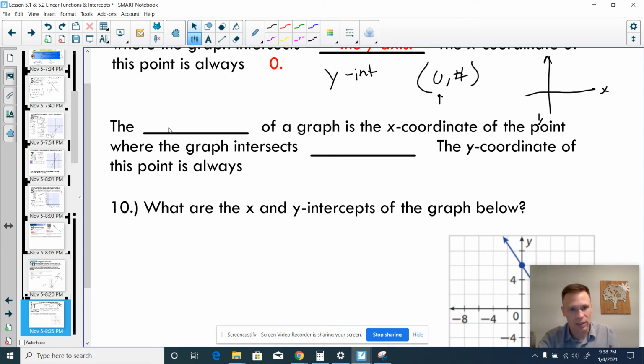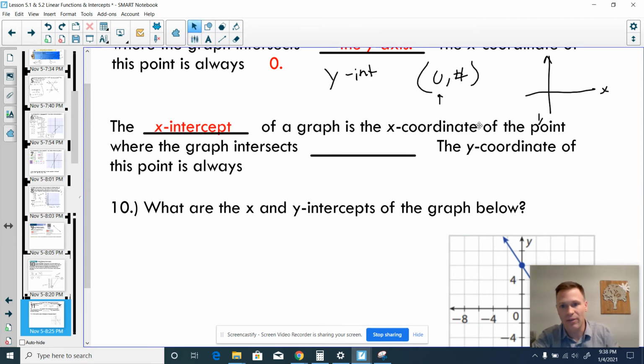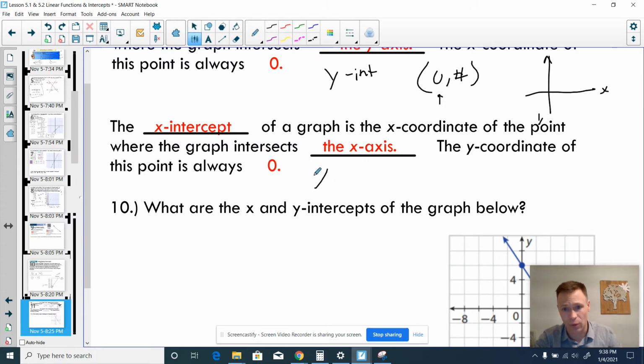Then for the next one, it says the x-intercept of a graph is the x-coordinate of a point where the graph intersects the x-axis. The y-coordinate of this point is always 0. So for an x-intercept, we always have some number and then comma 0, because y is always 0. And again, think of this. If we're finding an x-intercept, that means I can't go up or down. I'm always along the x-axis, so my y value is always 0.